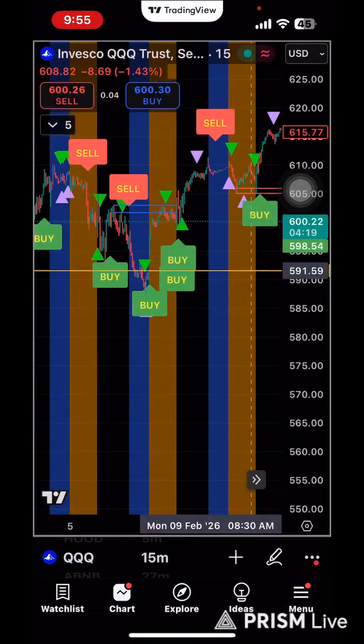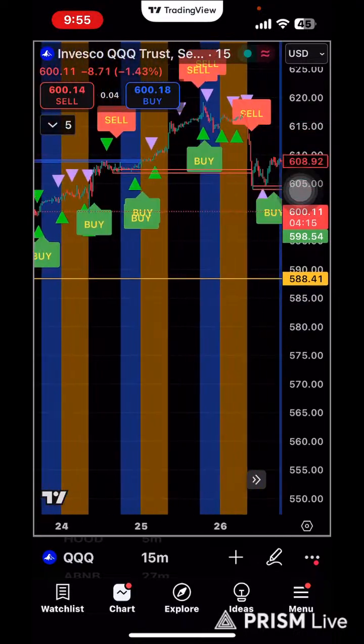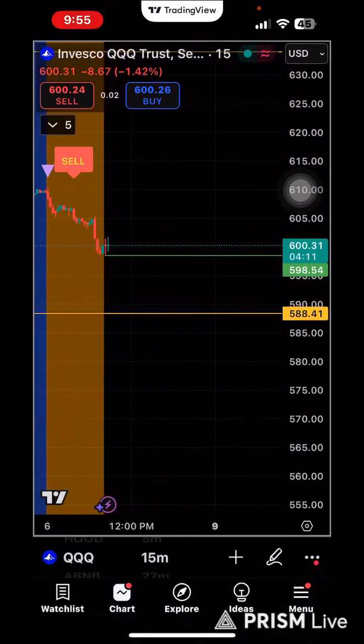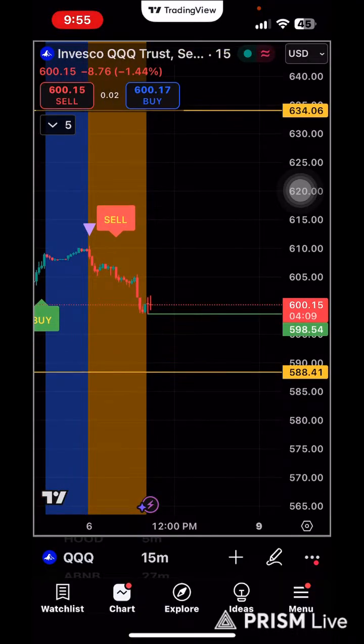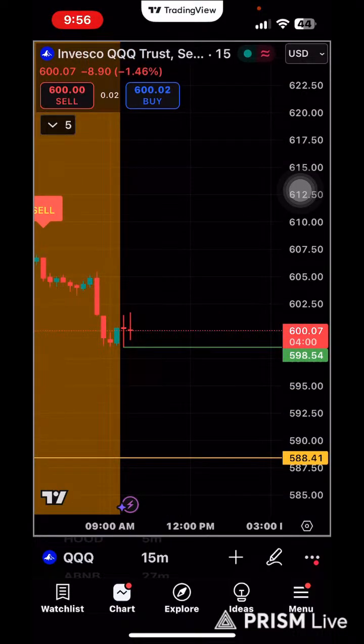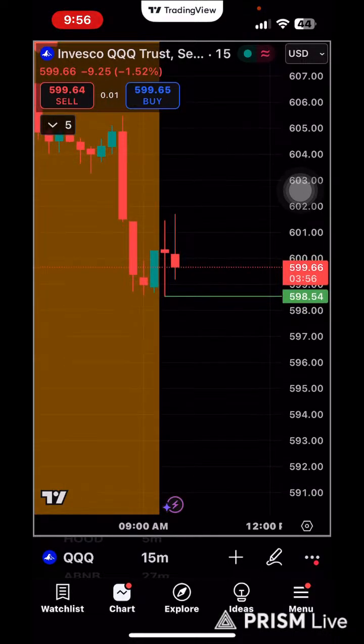There's not really a whole lot of support. The next support that I see is around 588. So we could get, guys, a move to the downward side all the way down to about 588, which is $12. Definitely it could happen today. So we're going to be patient and see what happens.